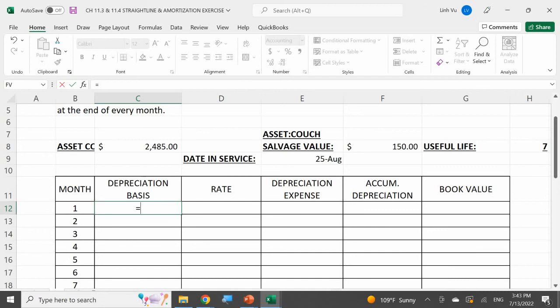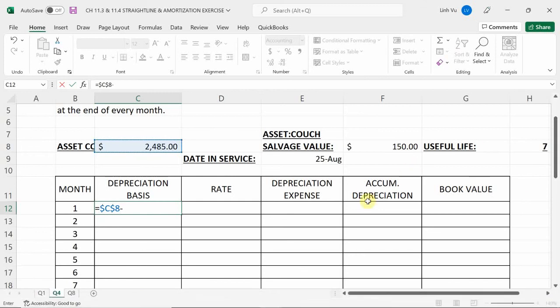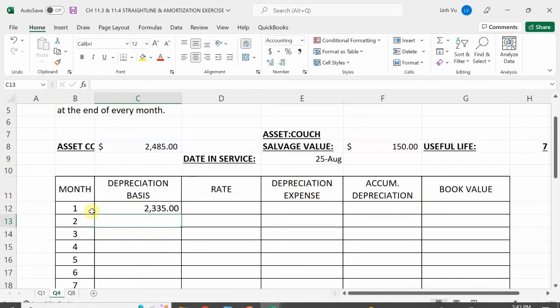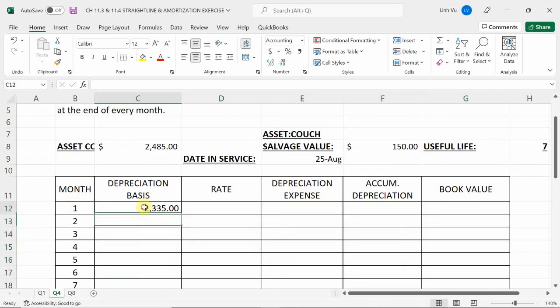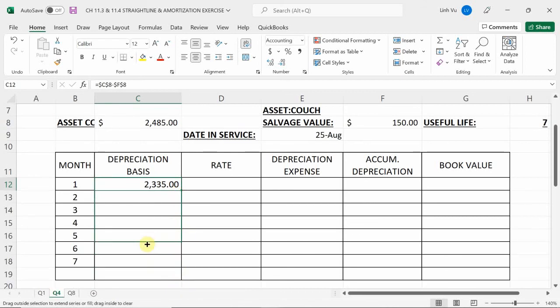So you take the 2,485 then minus the 150. Correct. So in this case, 2,485 minus 150. What do you get here? 2,335. So that is my depreciation basis. Okay? And that's going to be the same for the whole thing, right? Yes. For all 7 years. All going to be the same.